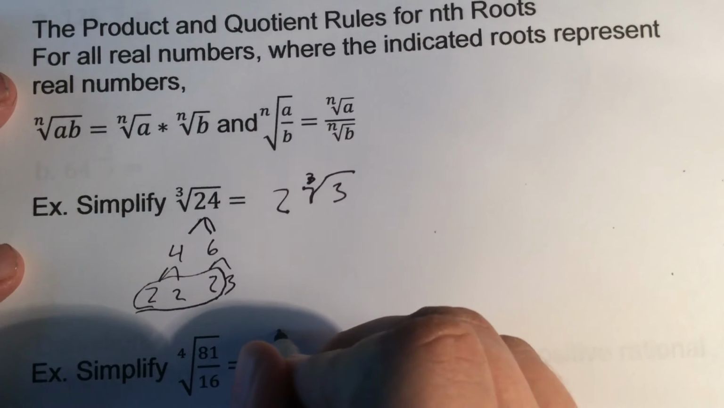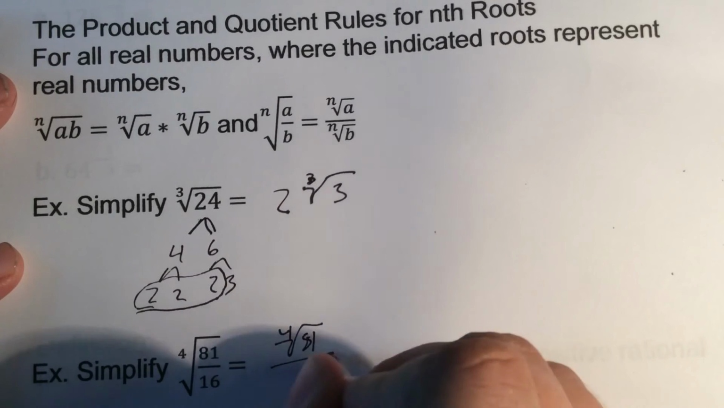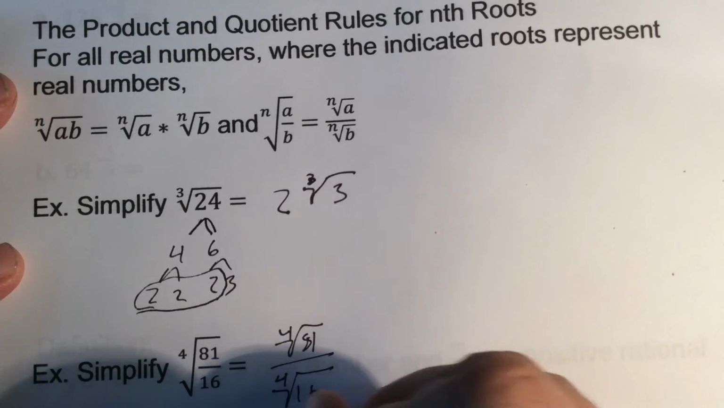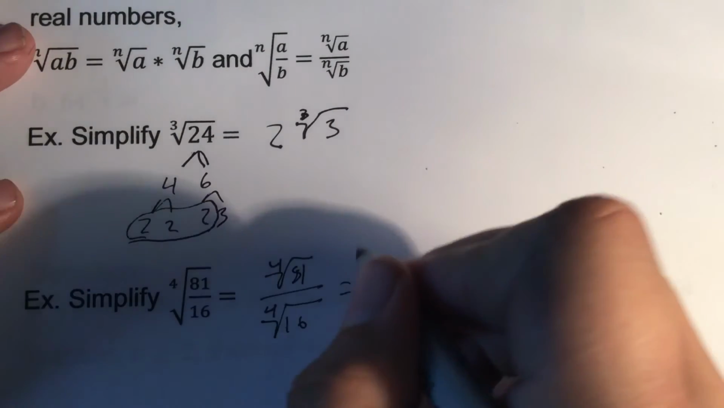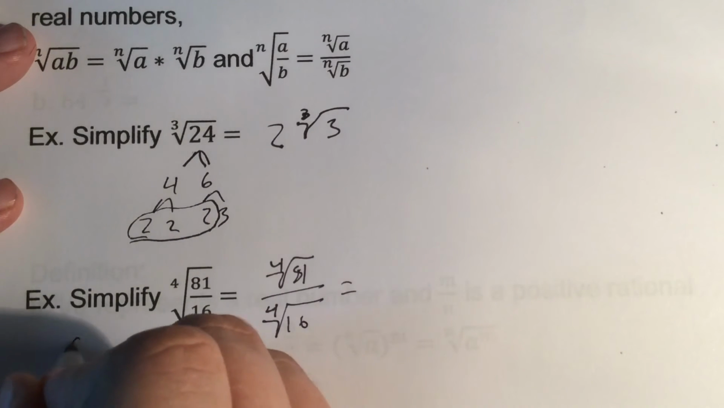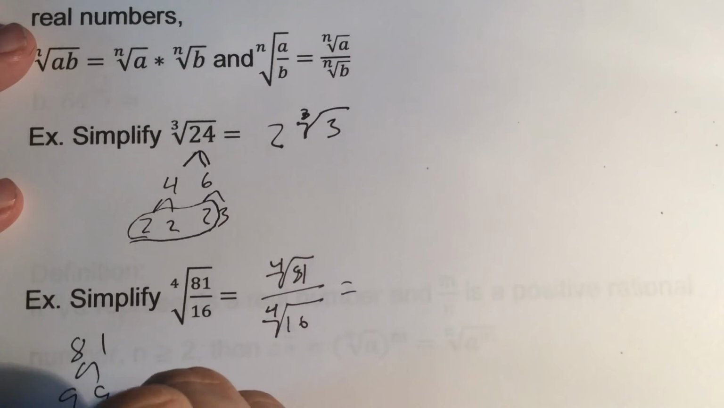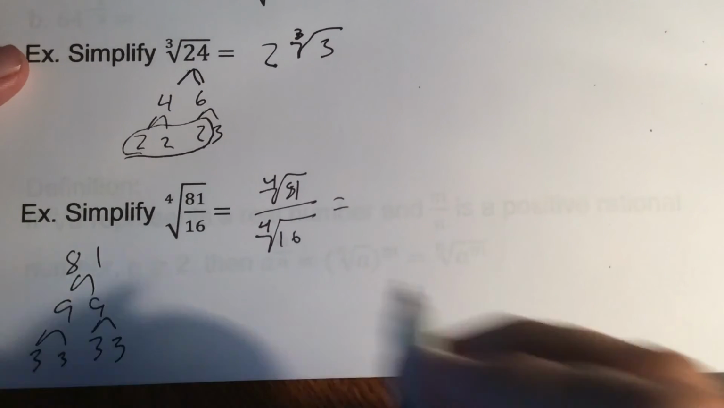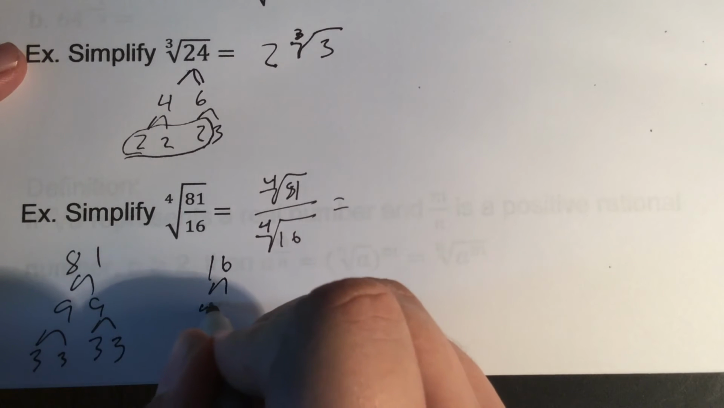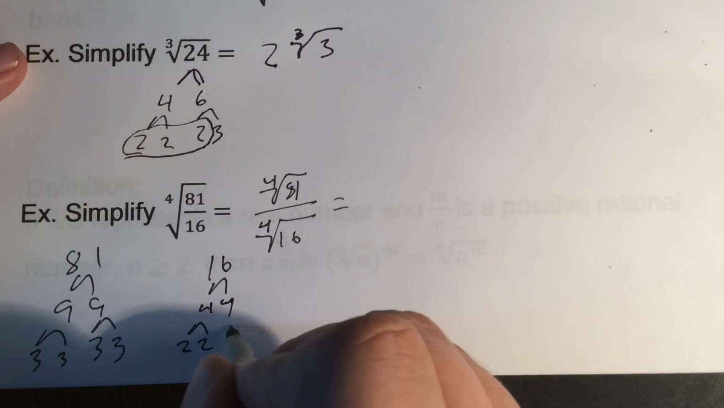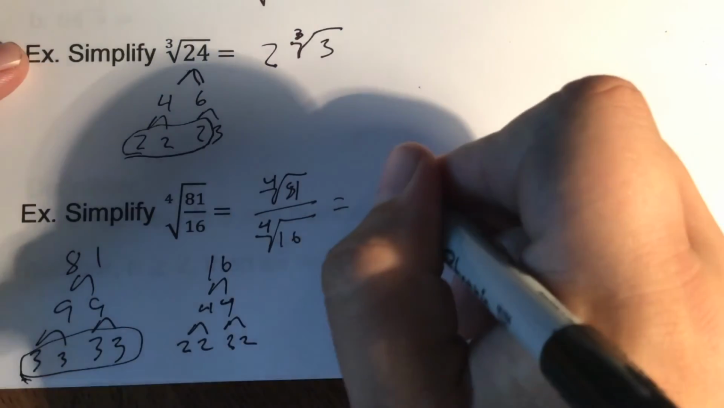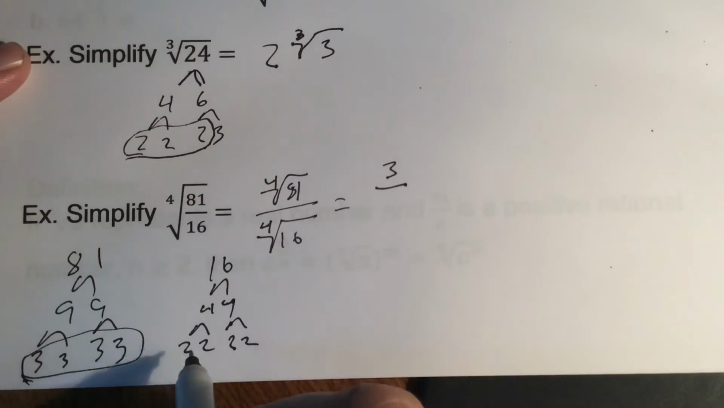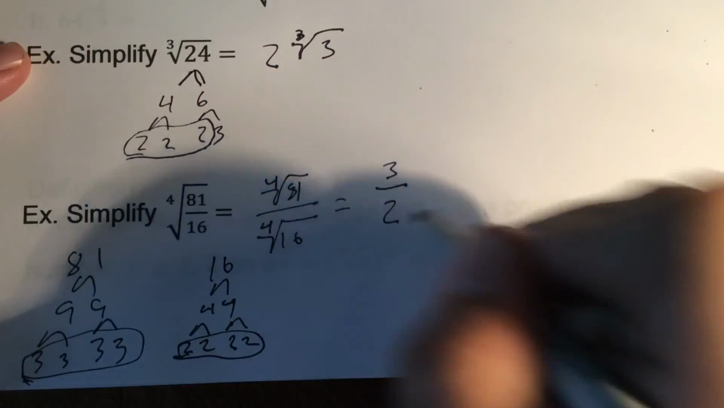Here, if we separate this, we would get the 4th root of 81 over the 4th root of 16. Okay, let me do this. Let's go 81 here, which would go to 9 and 9, which goes to 3 and 3, 3 and 3. 16, which would go to 4 and 4, which goes to 2 and 2, 2 and 2. So 3 is times itself 4 times, so this top is going to go to a 3. 2 is times itself 4 times, so the bottom is going to go to a 2.